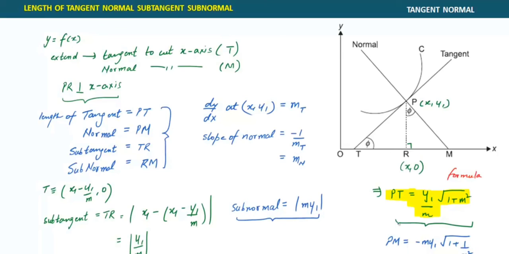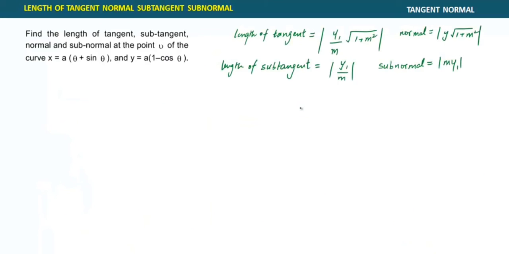Now let's apply this concept in a particular question to make sure that you have hold of this. So now let us apply the concept when you already know these formulas. For these formulas, you can just go back to the previous concept that we just did, where we derived how you get to all these answers. So you need to find the length of tangent and everything at a point theta, and the curve is given in parametric form.